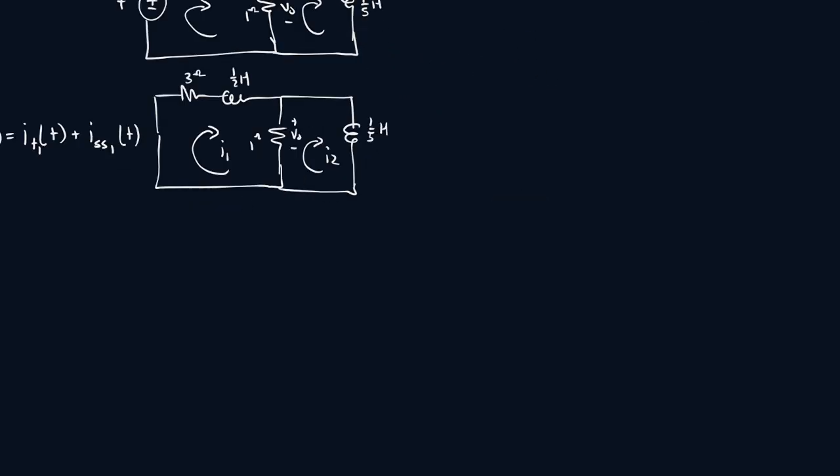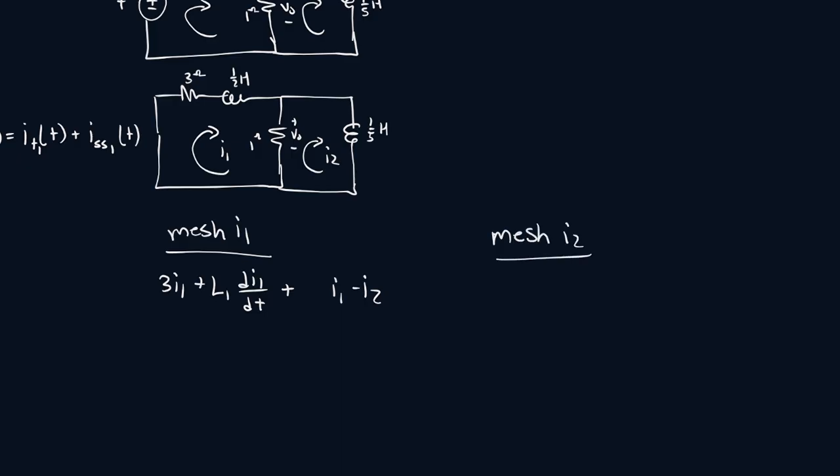Okay, so let's do mesh I1. It's going to be 3I1 plus L1 di1 over dt plus 1 ohm times I1 minus I2. So just I1 minus I2. Then for mesh I2, it's going to be I2 minus I1 times 1 ohm plus L2 di2 over dt.